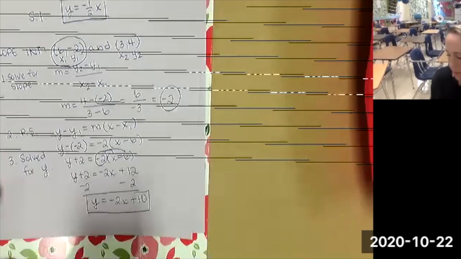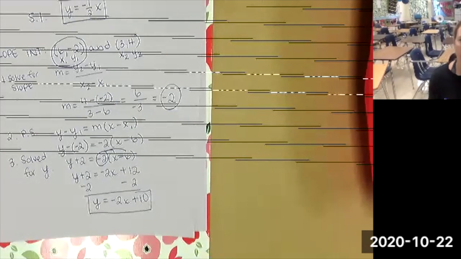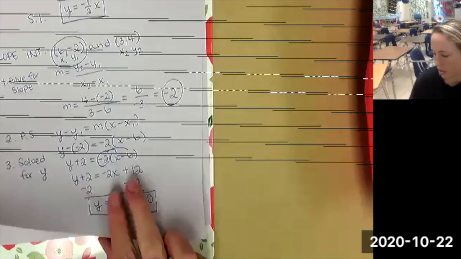So we put it into point slope, and then we solved for y. Okay, so when you're given 2 points, you solve for the slope, you put it into point slope, and then you solve for y. Okay, we'll do one more of those, and then we're done. So new page.